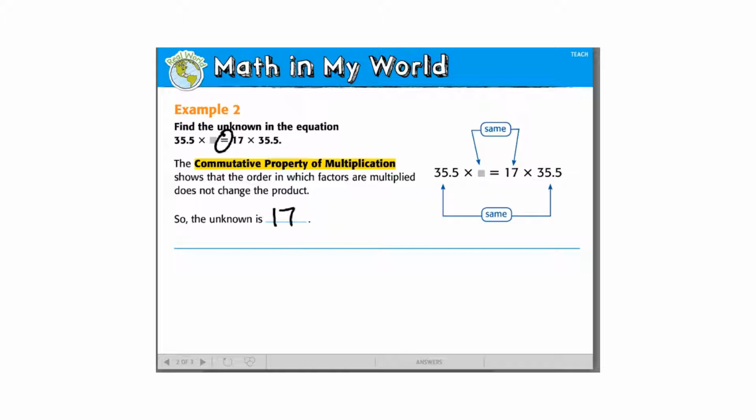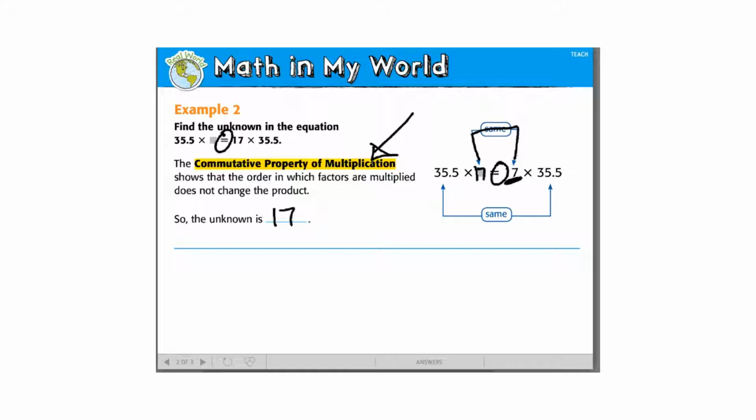Did it actually ask us to find the answer? No. We didn't really have to. All it asked us was that one side of the equation has to be equal to the other. And because this side had a 17, this side over here has to also have a 17. They were in a different order though, right? So that's why we used the commutative property, because they were in a different order. You had the decimal first and then the 17, and then on the second side you had the whole number first and then the decimal. So that's why we use the commutative property.